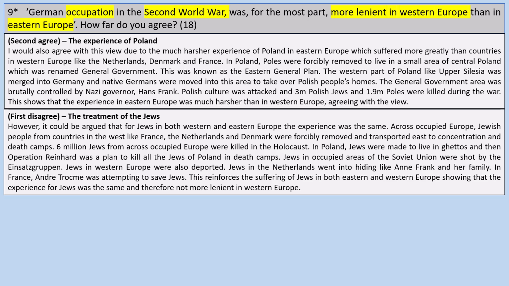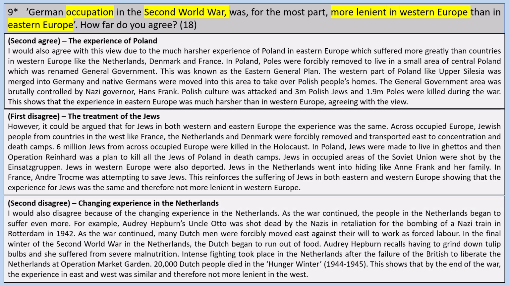We then need a second disagree. So we're actually going to talk about the changing experience in the Netherlands. We're going to make the point that as the war went on, so in the later stage of the Second World War, the treatment in Western Europe got a lot worse. So let's have a look at the key arguments for this.